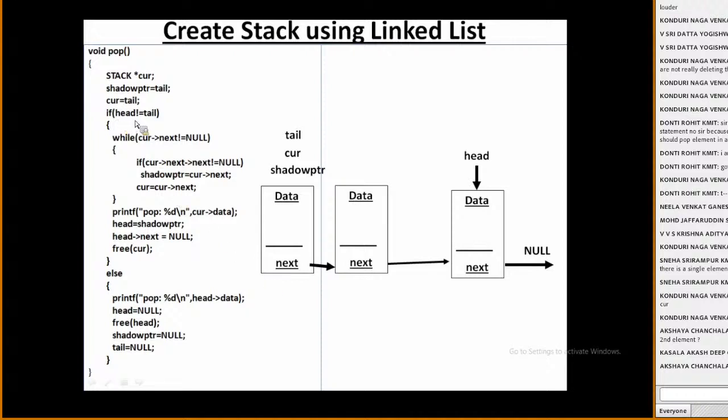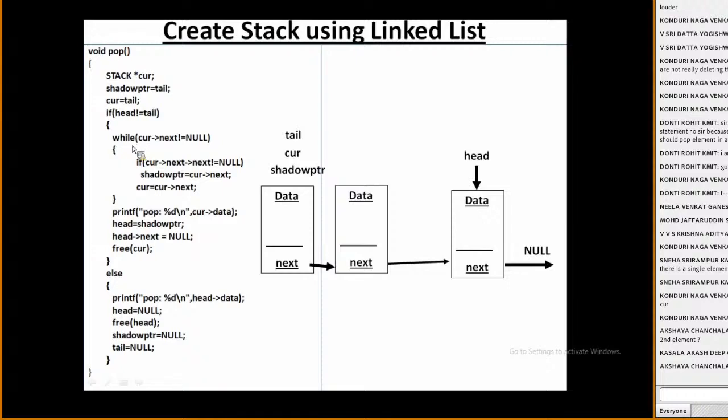Now, head not equal to tail. When will head not equal to tail? When the tail is pointing at this node and head is pointing at this node, it means that the address of this and address of this are different. Means that there are more than one node in the stack, right? So that is true in this case. As per the diagram, it is true. Head not equal to tail. True. When it is true, I am going to enter the if block.